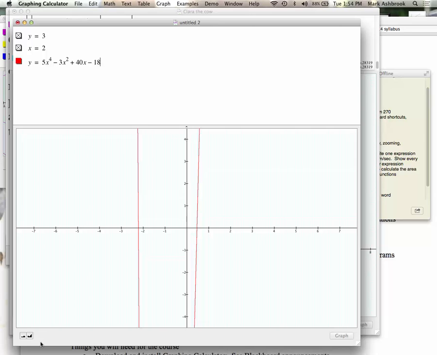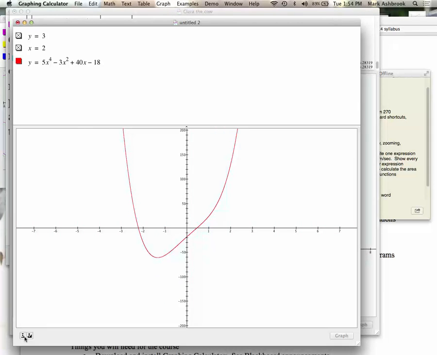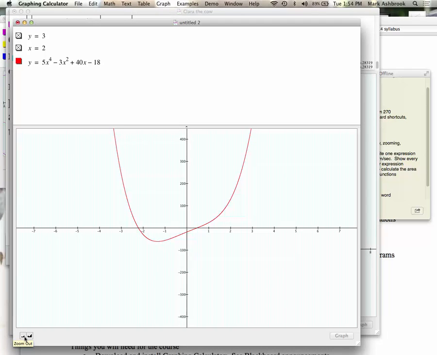So on the PC, did anyone figure out what it is on PC? Control and Shift. Control and Shift gives you the ability to only zoom out or in on a particular axis. So I'm liking this picture of my polynomial a lot better. This is a better view for me.